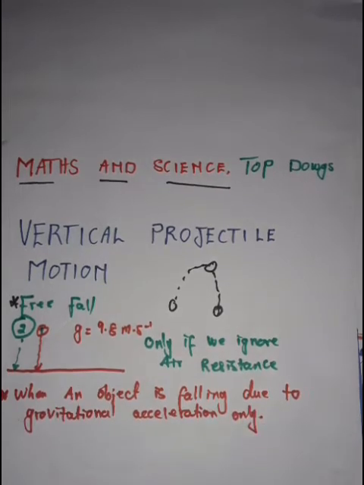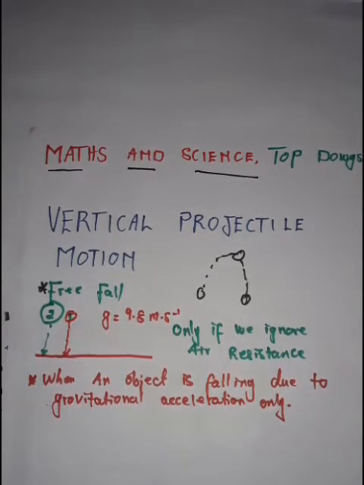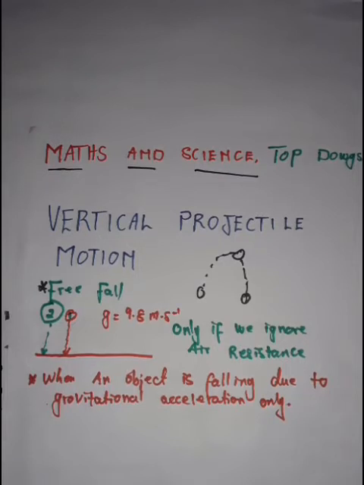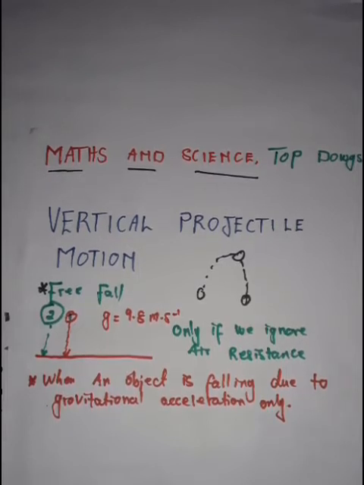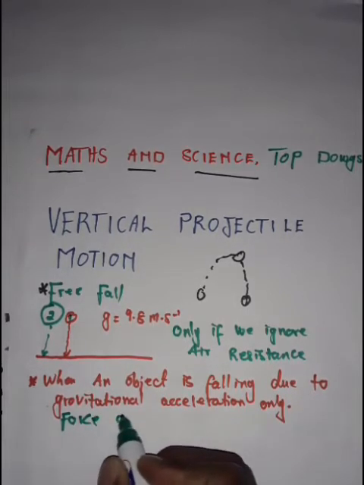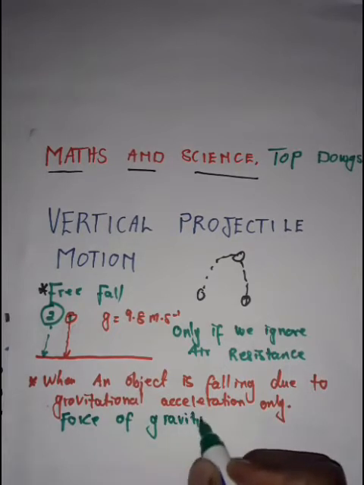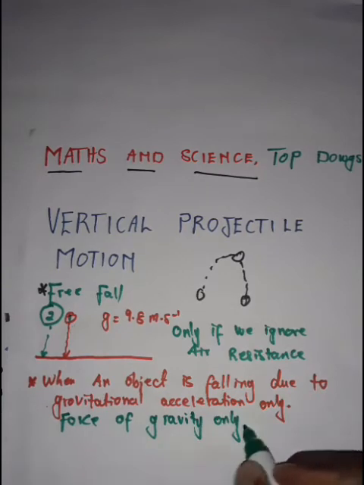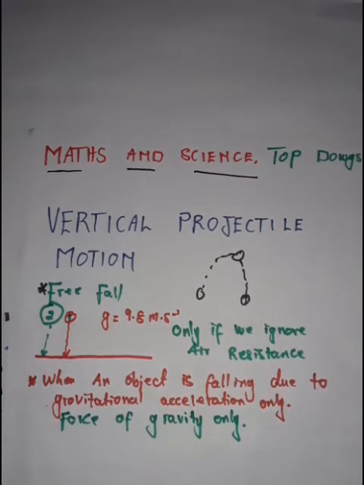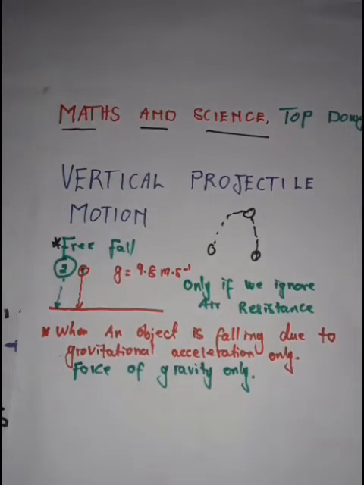Or you can just say it in a simple way: it's when an object is falling due to the force of gravity only, due to gravitational acceleration only. Instead of this, you can write due to the force of gravity only. So that's what we call a free fall. Free fall is one of the concepts that we're going to use most. So this is how you define free fall.